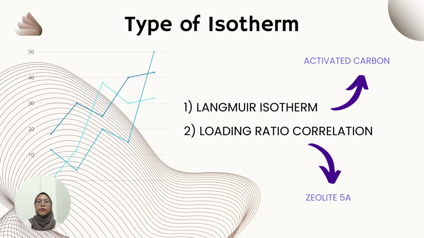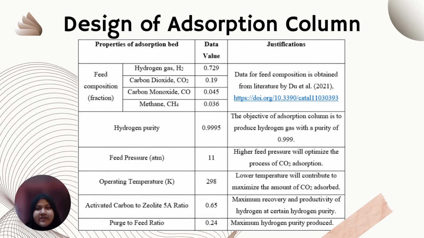Next, the isotherm that is suitable for the adsorption of carbon monoxide, carbon dioxide, methane, and hydrogen gas is the Langmuir isotherm and loading ratio correlation (LRC). A previous study by Yabari et al. has mentioned that the Langmuir isotherm shows better results to fit the adsorption data for activated carbon, while LRC is better for zeolite 5A. Now, I will be presenting the design of the adsorption column.